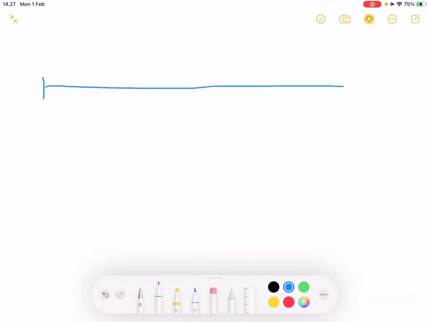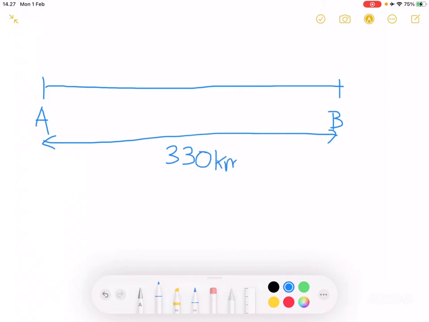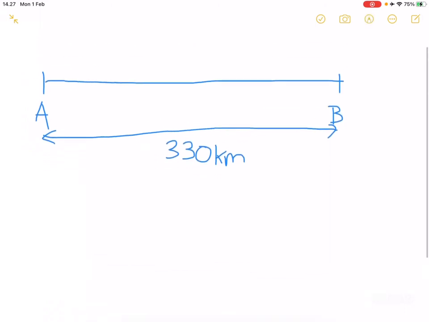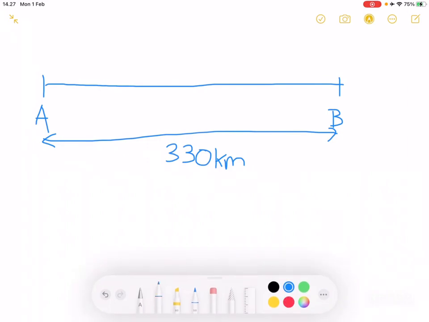For the first question, it is always best to draw a diagram to picture the question in your mind. So let's draw a diagram right here. This is city A and this is city B, and the distance between these two is 330 kilometers. I'll just draw some separate diagrams for you, just in case you might get confused.